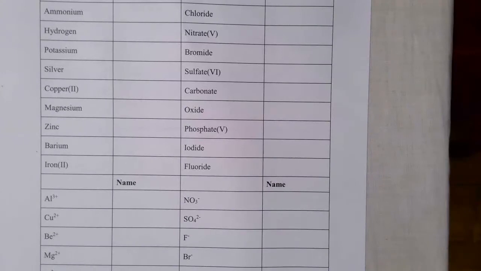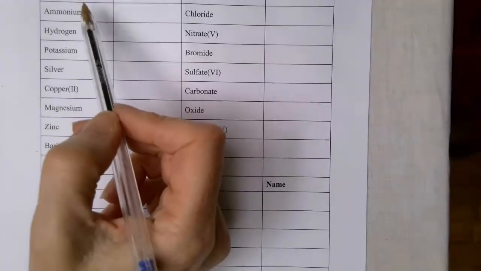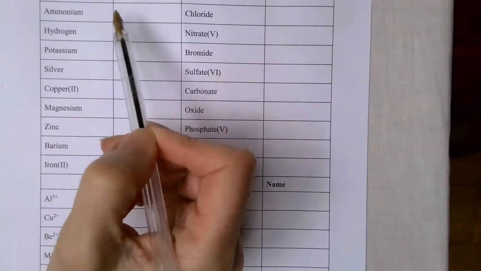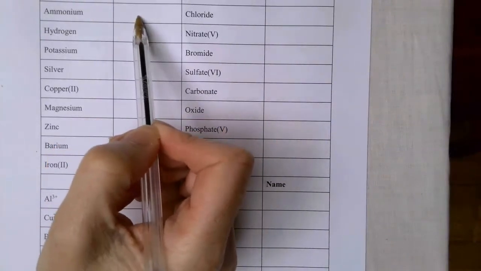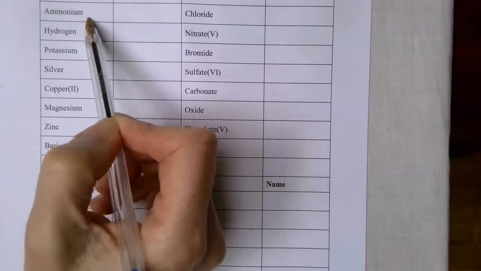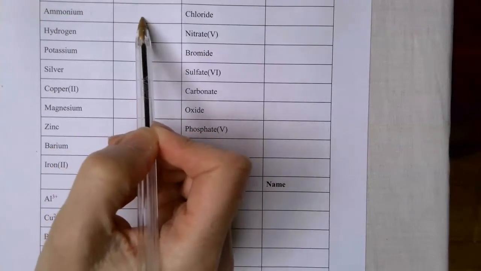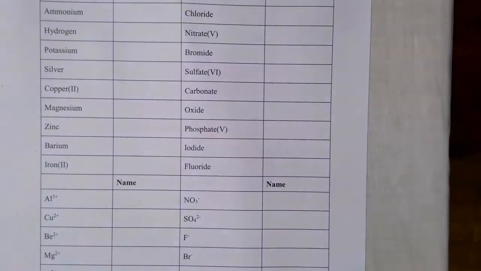Another good way of learning these would be to do them out on flashcards. So you'd have the name on one side, the symbol and the charge on the other side, and can you, if you're given the name, give the symbol and the charge, and if you're given the symbol and the charge, give the name. This is a good way of learning them.